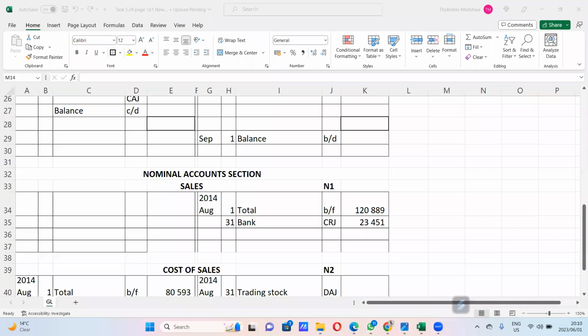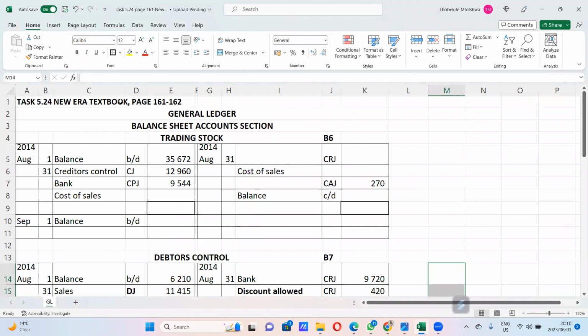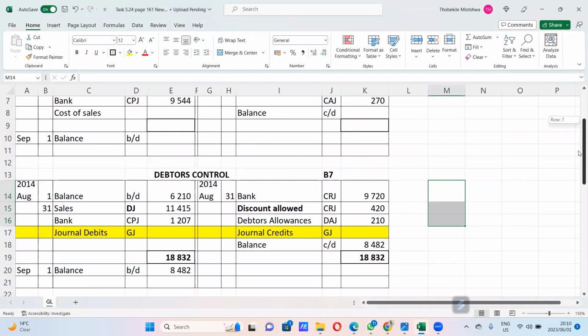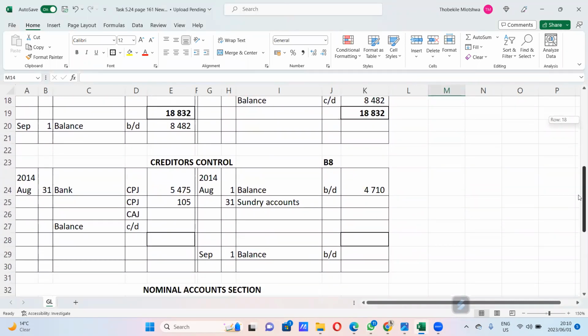Hi again, grade 10s. So just the second part now of journals. We are still using the New Era textbook, pages 161 to 162, where your task 5.24 asks you to do ledger interpretations. So now let's just do quickly creditors control.